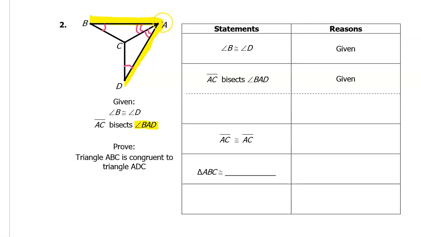Both of these angles are at vertex A, but we can't just call them angle A. These are two different angles, so we have to use the 3-letter name. So for example, the first angle is angle BAC. So we can say angle BAC is congruent to angle, and then the other angle is DAC.